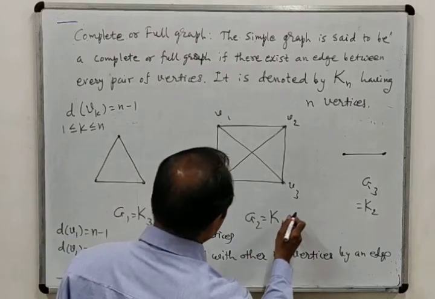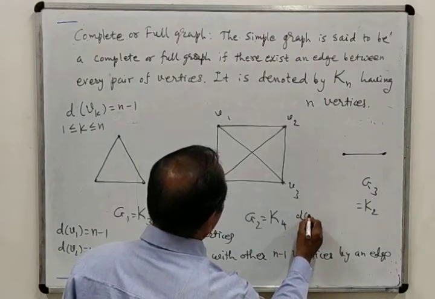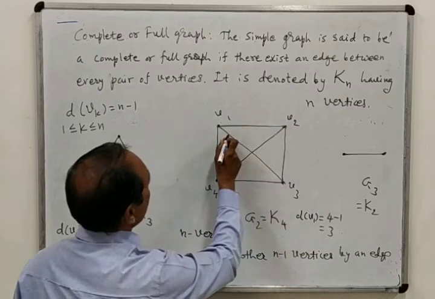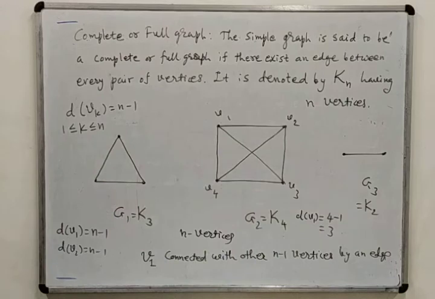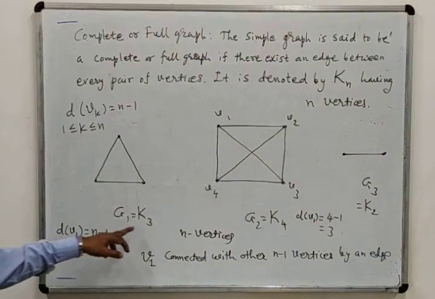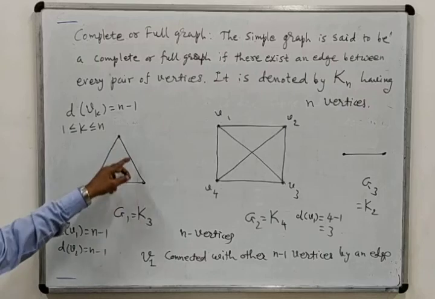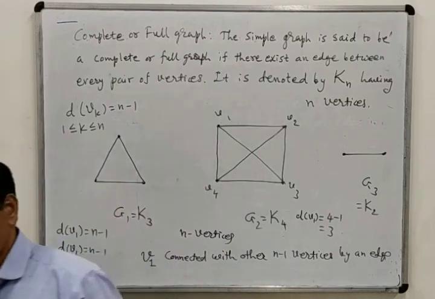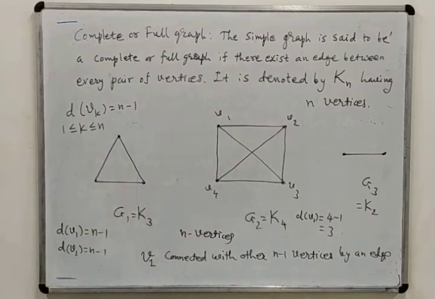So here in our K4, the degree of V1 is 4 minus 1, that means 3, and you can also observe from the graph that the degree of each of the vertices is 3. Here it is 3 minus 1, that means 2. The degree of each vertex is 2. Here 2 minus 1 is 1, so the degree of each vertex is 1. Okay. So this is the definition of a complete graph with complete explanation. So note this down.